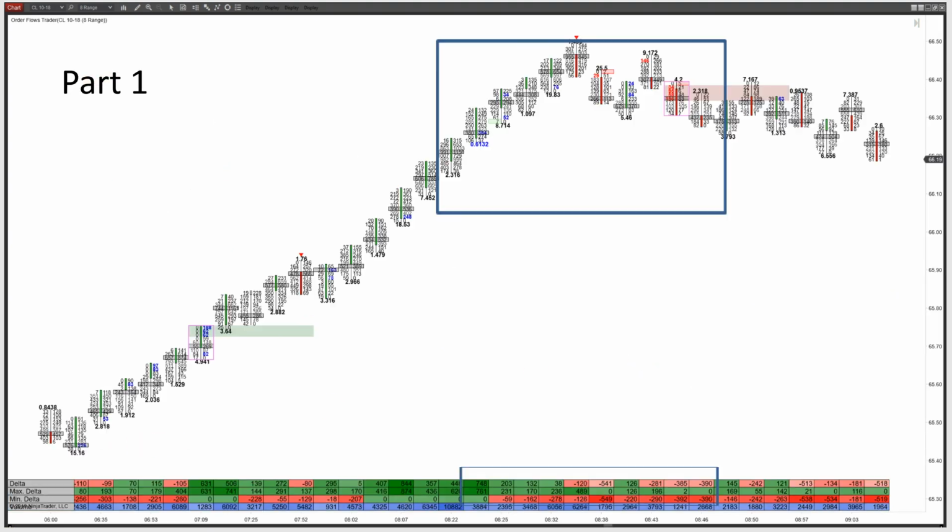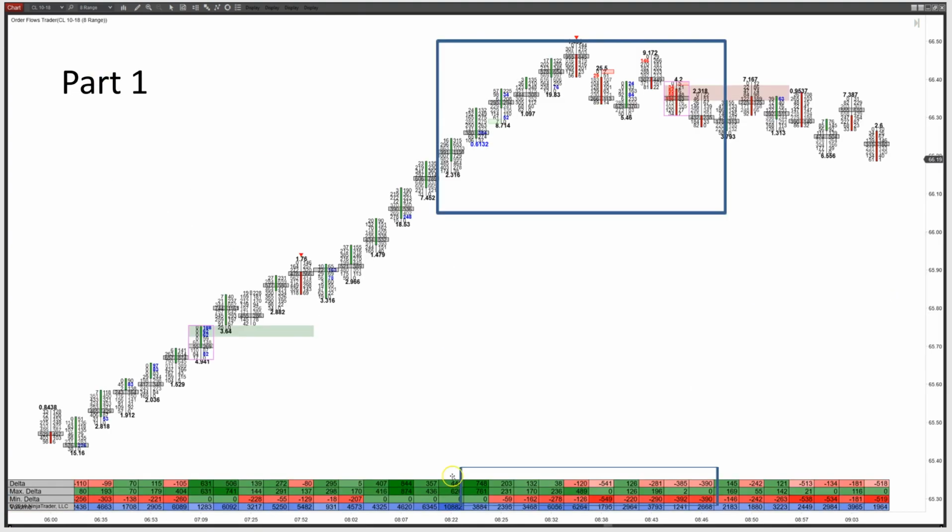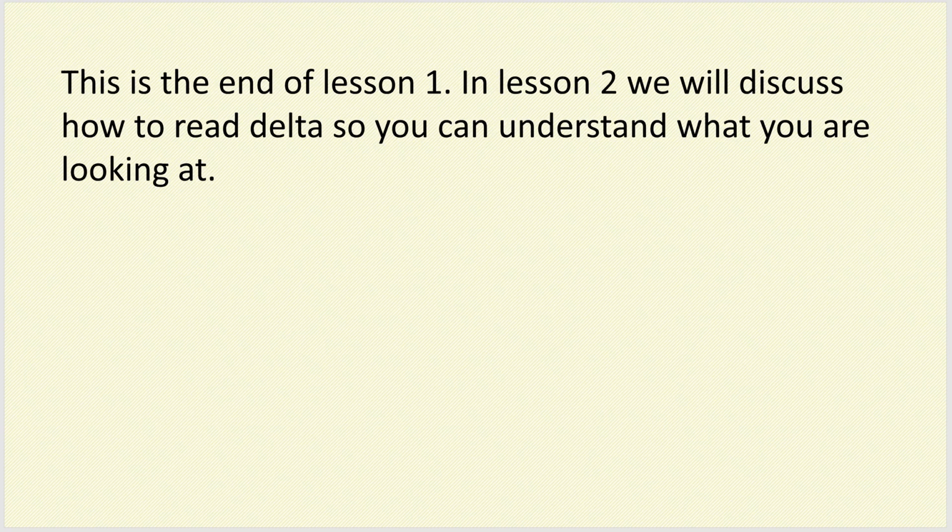This right here, 145, 242, 121, is just after where that box was. If you look at these first four bars, it's minus 390, minus 145. Over the next hour, we sell off from 6630 all the way down below 6600, and that's something you can see in the delta. Hopefully by the end of this course, you can start looking for that and putting those pieces together in your trading. This is the end of lesson 1.